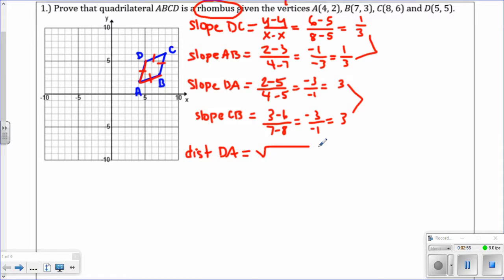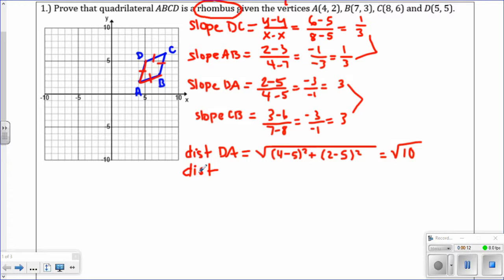So big square root, right? And then it's parentheses x minus x squared. So I'm going to look at point A first. So that would be 4 minus 5, all of that squared, plus, and then it's y minus y squared. So parentheses, and I have to go back to point A because that's what I started with. So it's going to be 2 minus 5, close the parentheses, squared. And when you put this in the calculator, you are going to get 10. So it's radical 10.